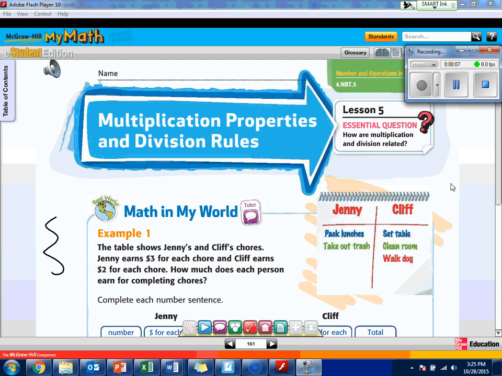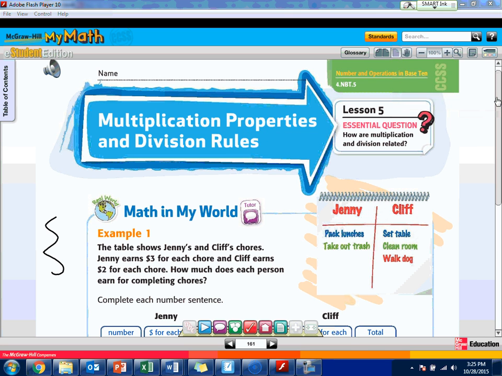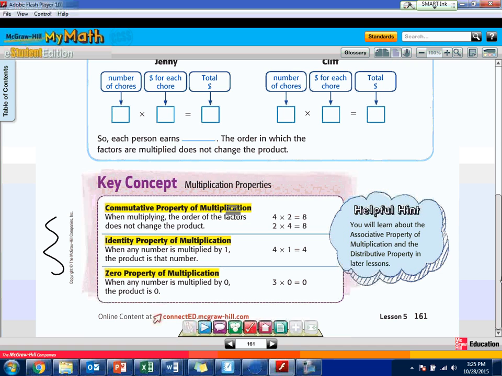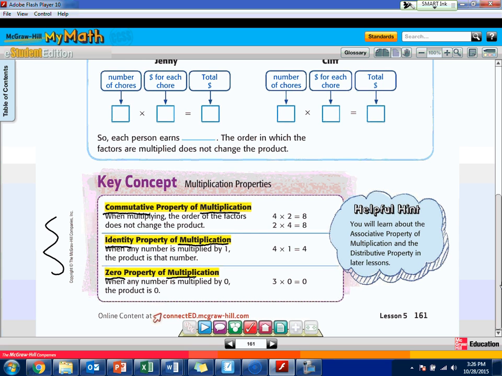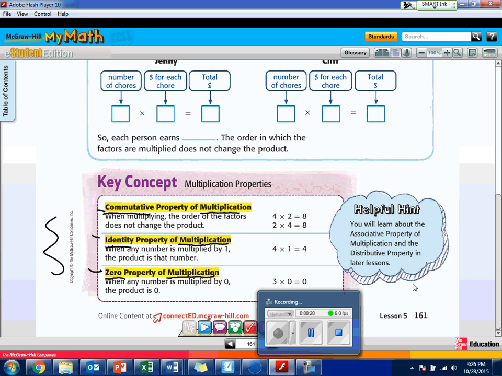What we're going to be focusing on today is multiplication properties and division rules. To get started, we're going to be looking at a few properties that affect us when we are multiplying. These three properties are the commutative property of multiplication, the identity property of multiplication, and the zero property of multiplication. If these sound familiar, it's because we had each of these three properties with addition, but now we're flipping them to multiplication. So now, let's take a look at the commutative property.